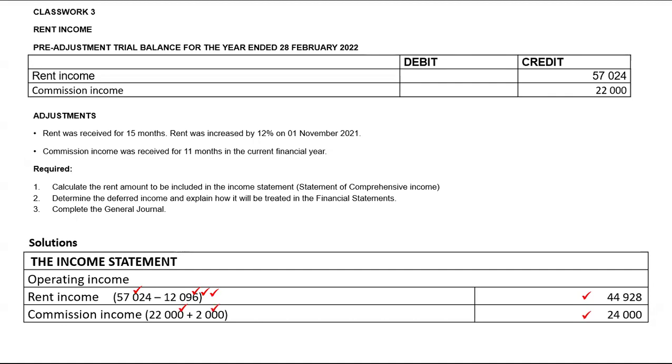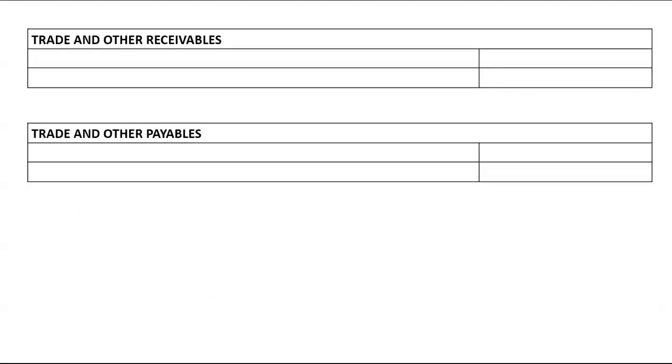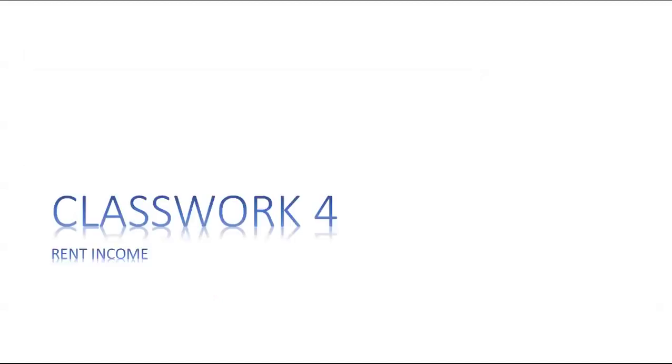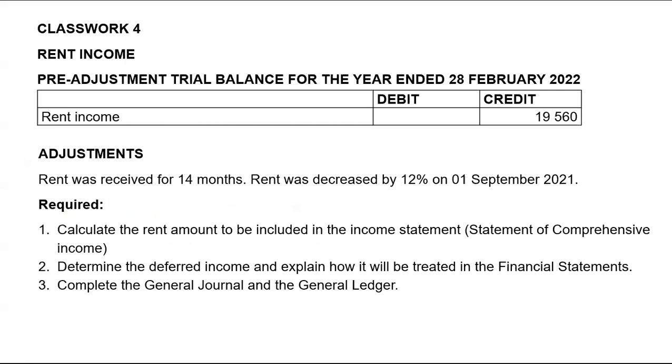So the 12,096, we're going to record it in trade and other payables as deferred income. The 2,000, we're going to record it in trade and other receivables as accrued income. All of these were discussed earlier on in the video. Try this one out.